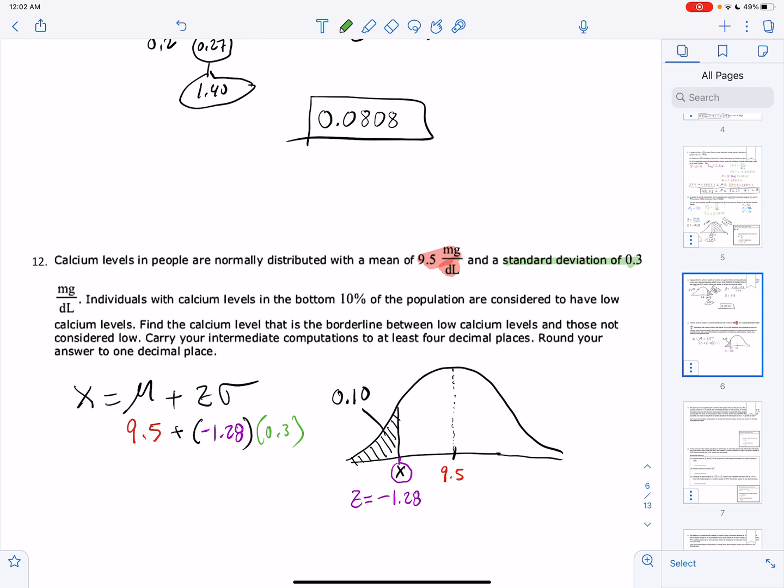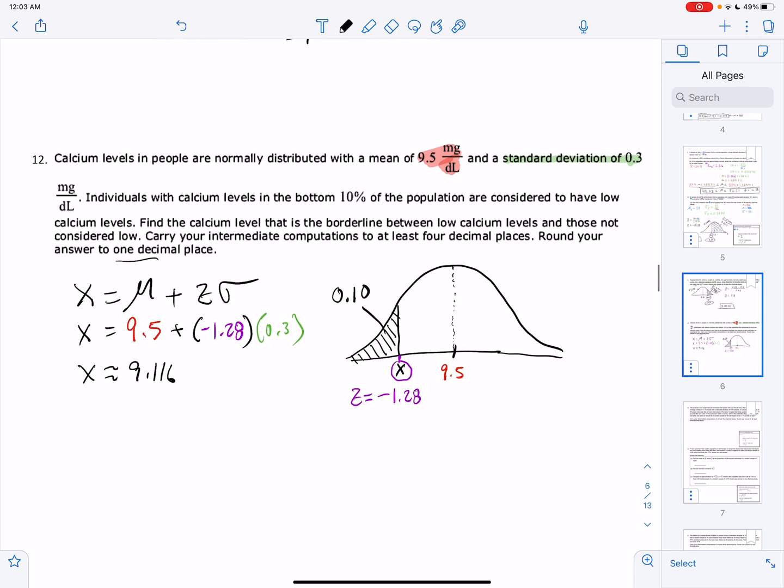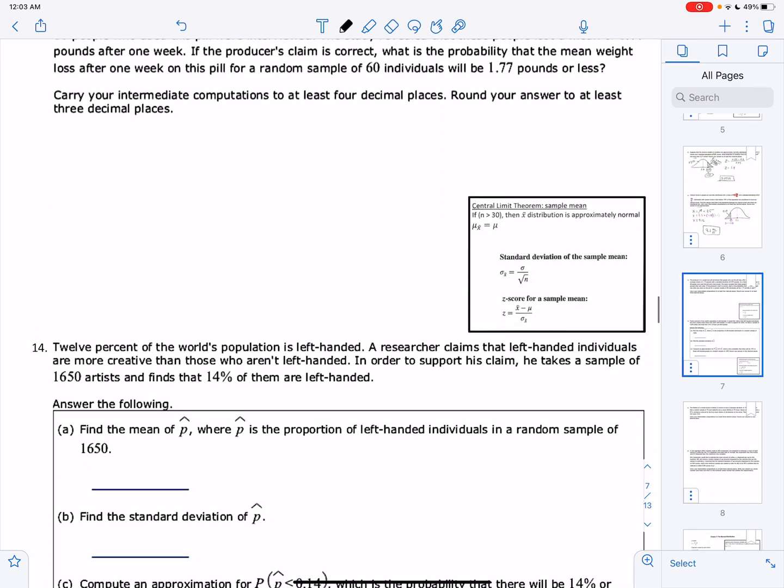So when we multiply that and then add the 9.1, we get x is approximately equal to 9.116. It says, please round it to 1 decimal place in the final answer. And so that means the answer is 9.1, and these are mg over dL. All right, let's see. We're now on to number 13.